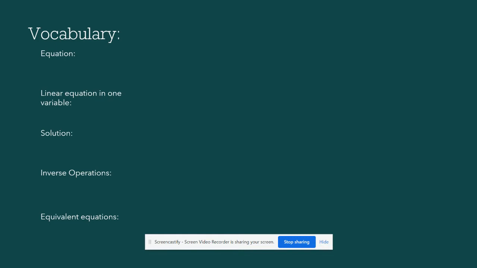Let's start with an equation. An equation is a statement that two expressions are equal. An example of that would be 2x is equal to 4.